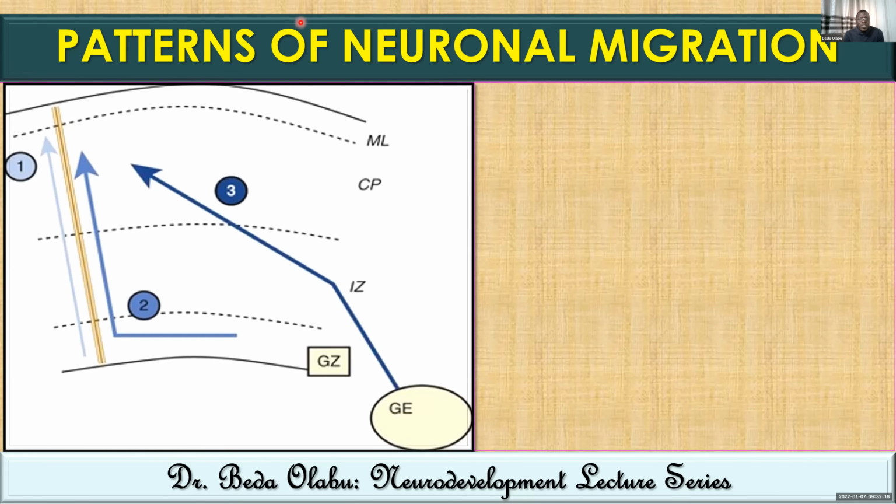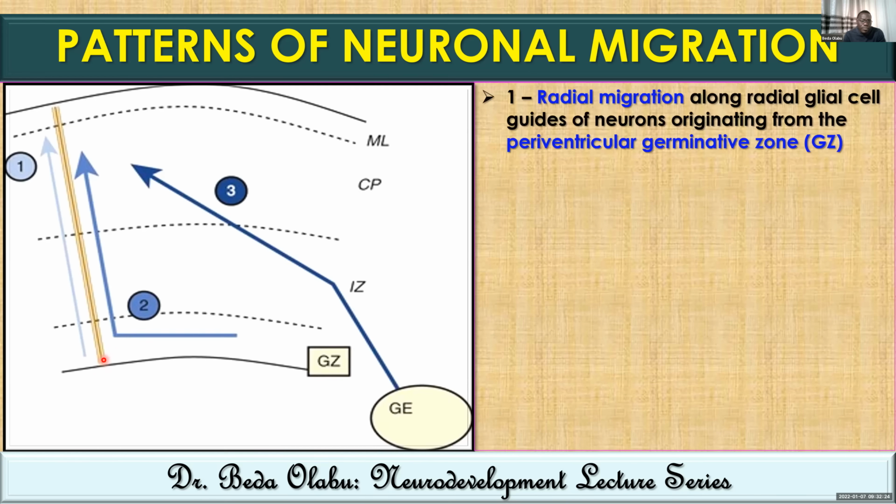So let's understand the trajectory paths. The one labeled 1 shows us a migratory path from the ventricular zone or the germinal zone towards the periphery. And we see that it's following the scaffold of the radial glia. So that is the radial migration trajectory, the one labeled 1.